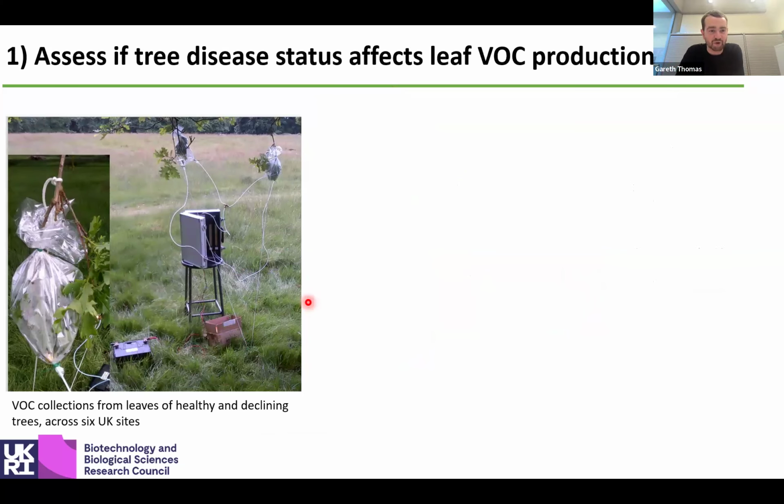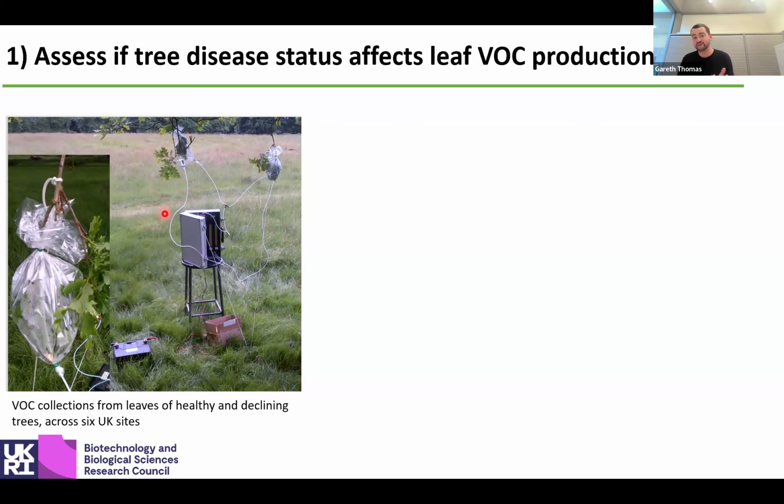This was work that was done before I came back to Rothamsted, so I'm not going to take any credit for this, but it involved a lot of field sampling around the United Kingdom. It basically involved collecting volatiles from either healthy or declining trees from sites around the UK. It's quite a simple concept: the leaves of these trees get wrapped in an oven bag, and with this silver kit here, which is an air entrainment kit, we can collect volatiles from the foliage over periods of time. These volatile collections were performed on healthy trees and also trees that were diseased.